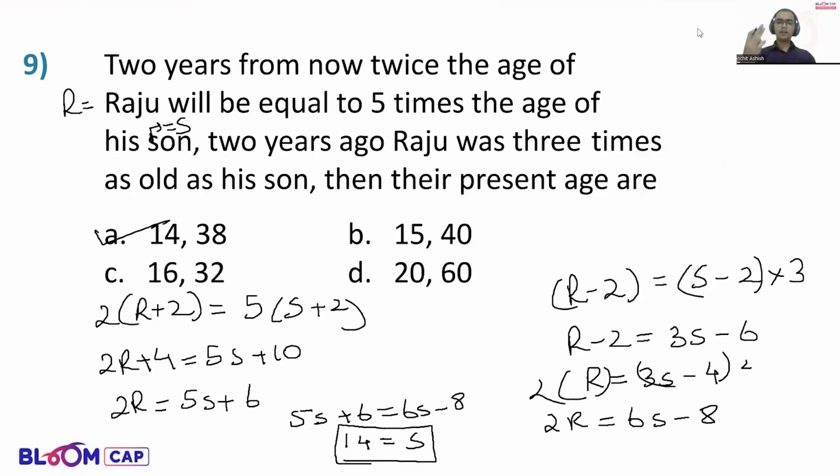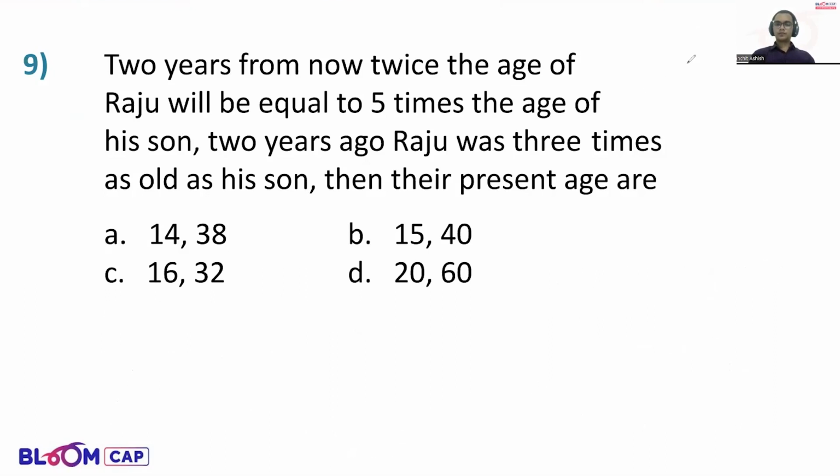Now on the other hand, 2 years ago means 2 years before. So the present ages are R and S, so from today 2 years ago, we subtract 2. 2 years ago Raju was 3 times as old as his son. So we multiply the son's age by 3, and we'll get the age of Raju. Then we simply equate these two equations and we'll get our answer. Right. Let's move on to the next question.